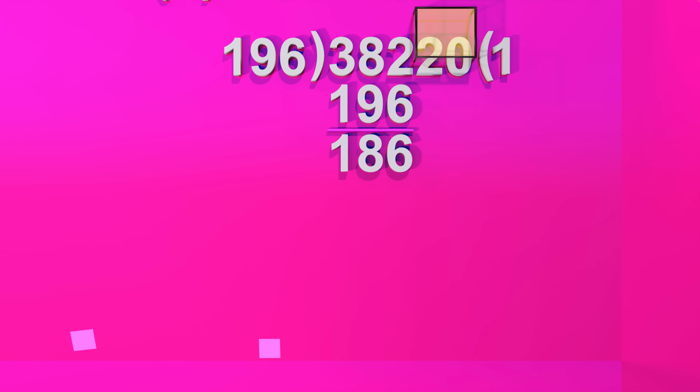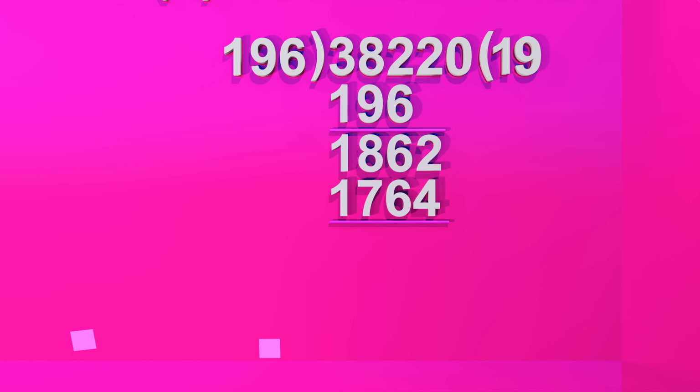So here we will not take 196. Now we will bring 2 down from above and we will get 1862. Now 196 multiplied by 9 gives 1764, and when we subtract it we get 98. Still 0 is remaining above, we will take it, and now we have 980.